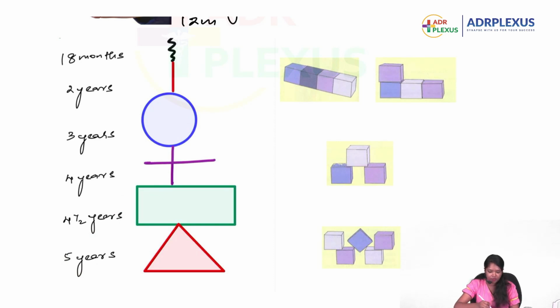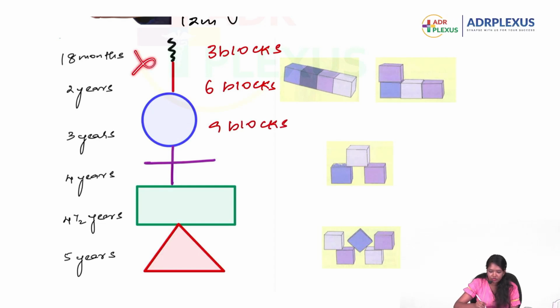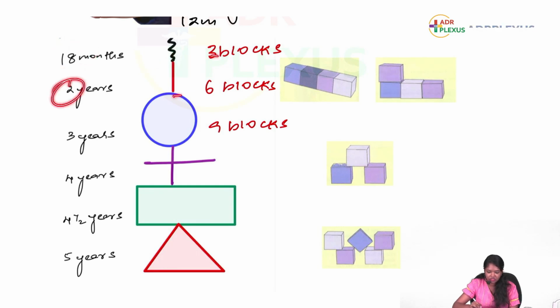Clear, simple? Okay. The next thing is blocks. How does the baby arrange blocks? At 18 months, the baby arranges 3 blocks. At 2 years, 6 blocks. At 3 years, 9 blocks. Simple. Just multiply by 3. Make this as 1: 3, then 2 threes are 6, then 3 threes are 9.